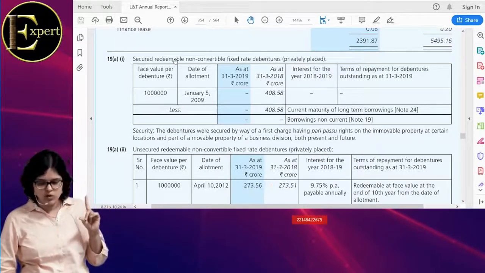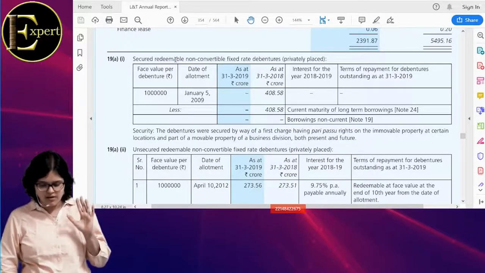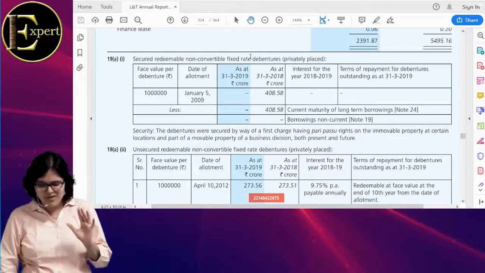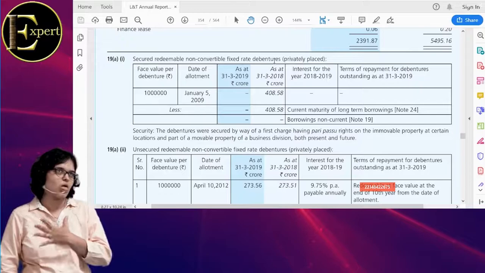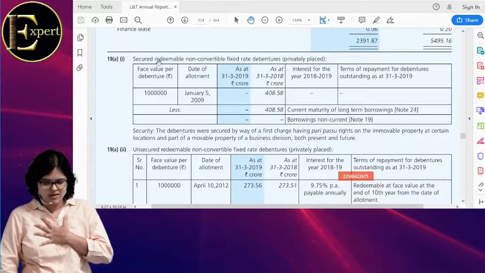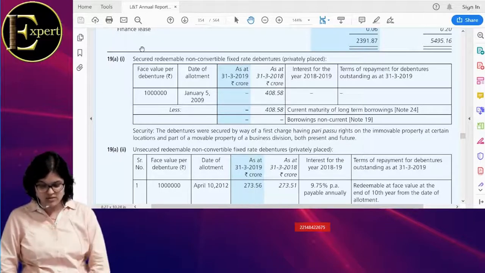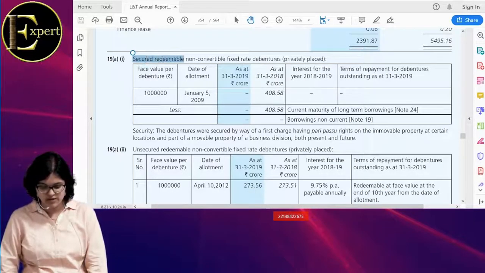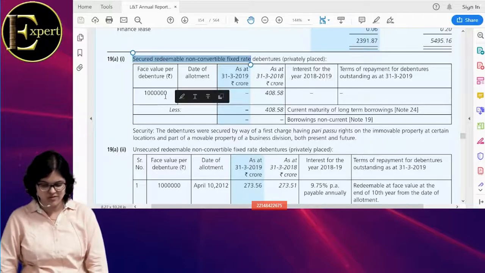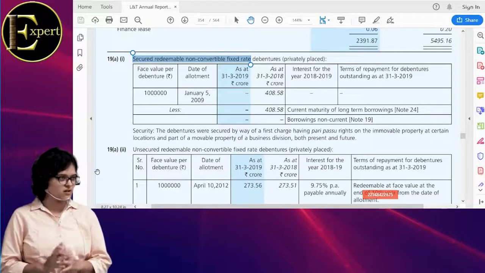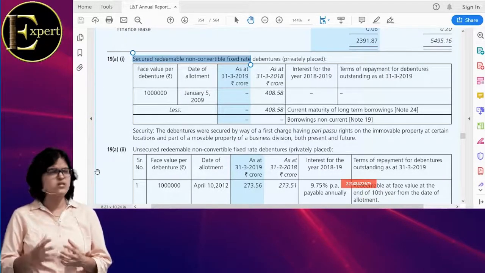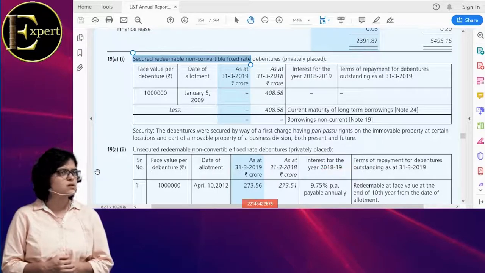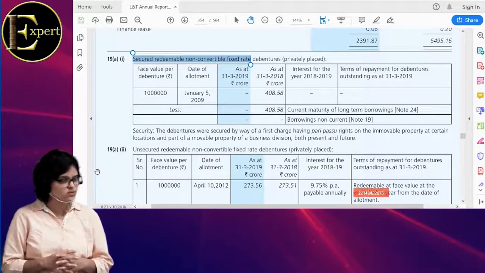Here you can see you have secured, redeemable, non-convertible, fixed rate debentures. Okay. So many terms. We need not know all these things because if I start teaching what is a secured debenture, redeemable, non-convertible, fixed rate, whatever, these all are terms in itself and these are nothing but features of the debenture. What do we mean by feature?